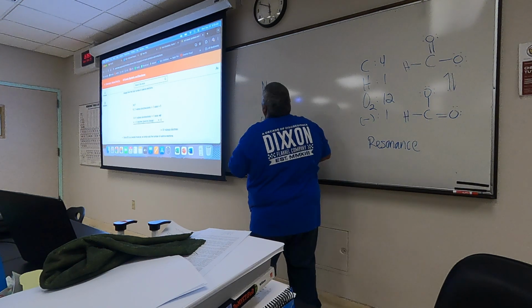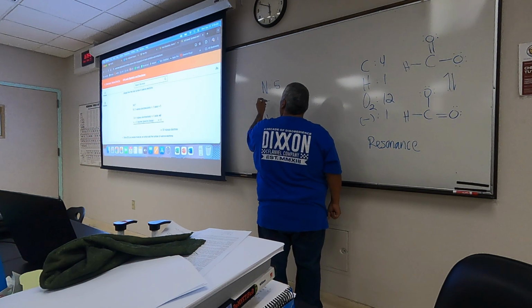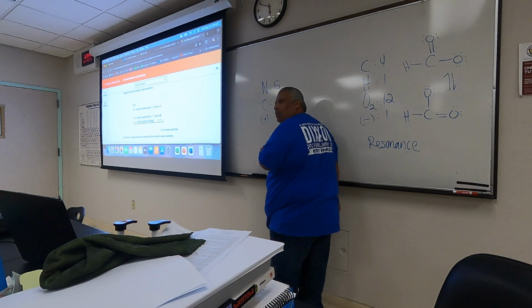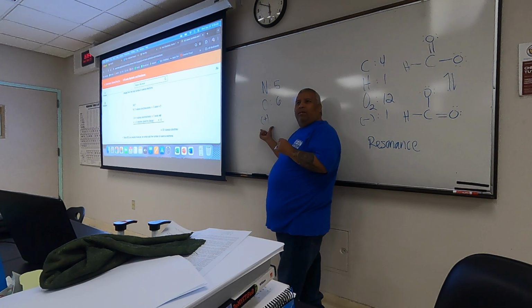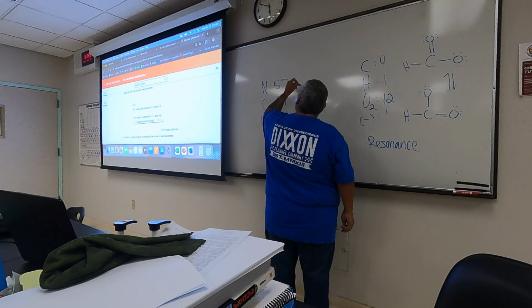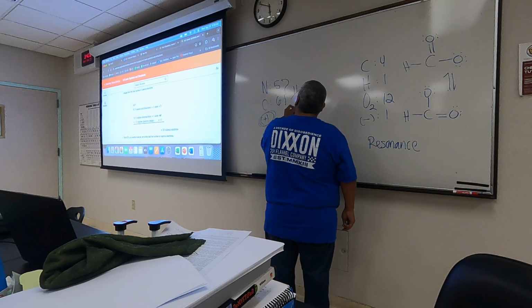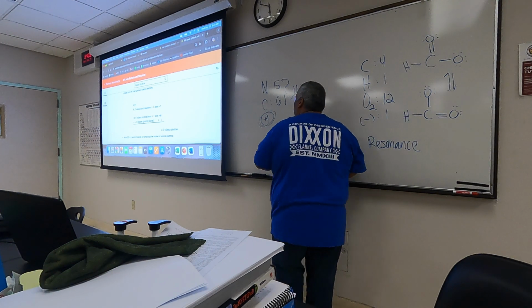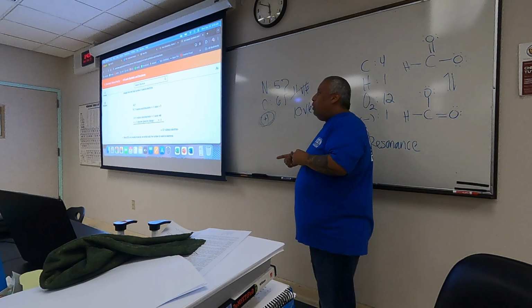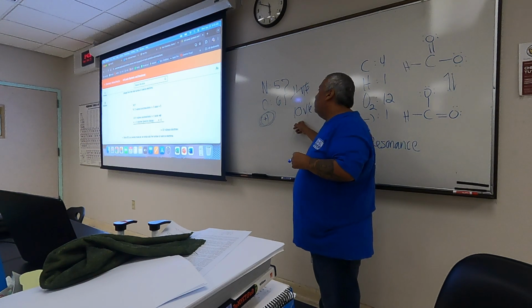NO plus. So NO plus, so nitrogen has 5 valence electrons and oxygen has 6 valence electrons. But the plus sign means that we have to remove one of these valence electrons. So in total, we have 11 valence electrons, but because of this, we only have 10 valence electrons to work with. So if we see that plus sign, we have to remove one of the overall valence electrons.